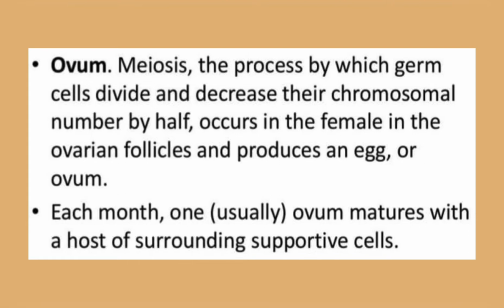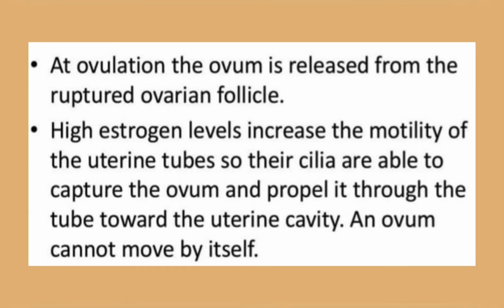Each month, usually one ovum matures with a host of surrounding supportive cells. After that, at ovulation, the ovum is released from the ruptured ovarian follicle. Second point, high estrogen levels increase the motility of the uterine tubes, so their cilia are able to capture the ovum and propel it through the tube towards the uterine cavity. An ovum cannot move by itself.